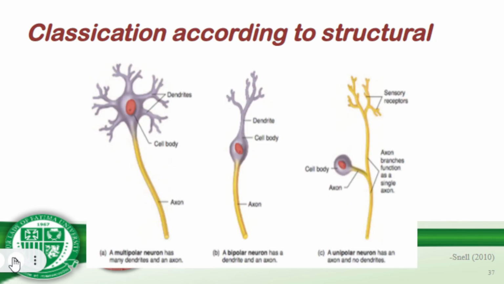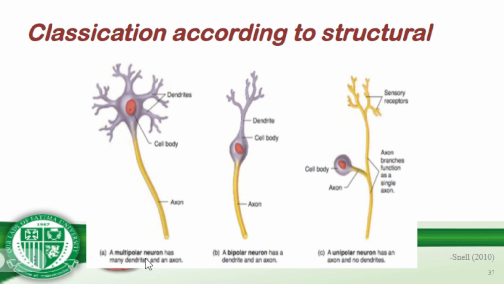Ano ba yung mga iba't ibang classifications natin? First, we have the multipolar neuron. Ito yung pinaka-common appearance ng ating mga neurons, no? We have the soma or the cell body. Meron siyang multiple dendrites. Kaya tinawag na multipolar kasi maraming dendrites at may iisang axon. Okay? Maraming dendrites, multiple dendrites, and one axon.